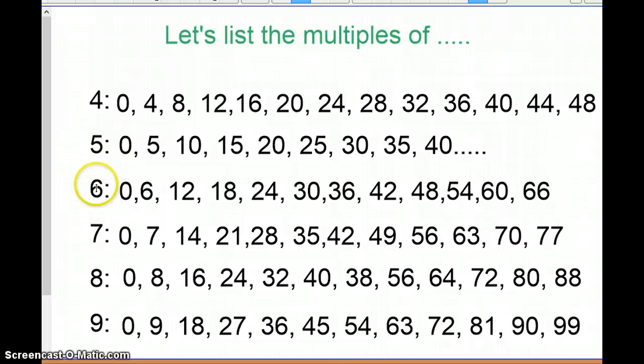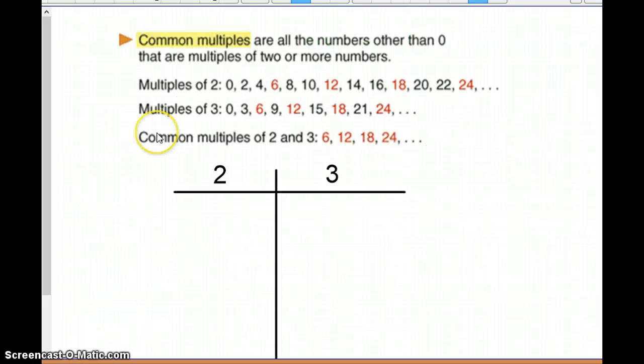So I've listed, I know it looks like a lot of crowded numbers, but I want you to check that you have all of your multiples because you should be able to quickly do those, your 6s, your 7s, your 8s, and your 9s. Once you understand what a multiple is, you should now be able to look for common multiples. So just like we looked at common factors, we're also going to be looking at common multiples, which are all the numbers other than 0 that are multiples of 2 or more numbers.